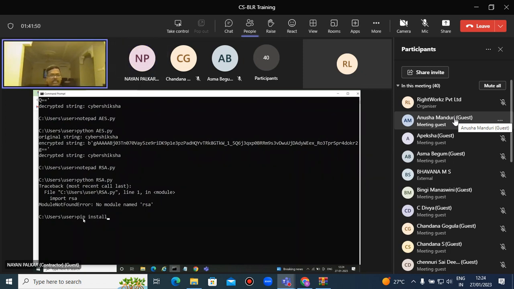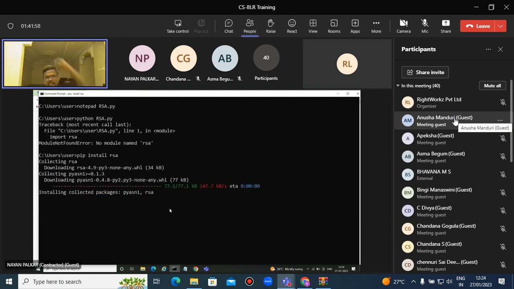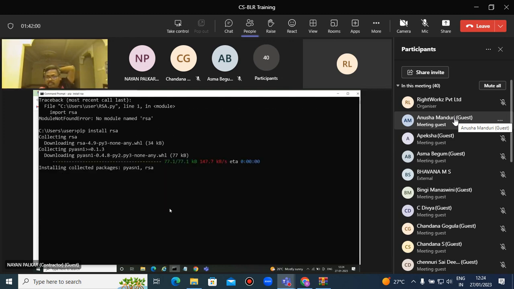Pip install RSA. Enter. Yeah, it is downloading the library. Yes, it is complete. Now CLS, clear screen.